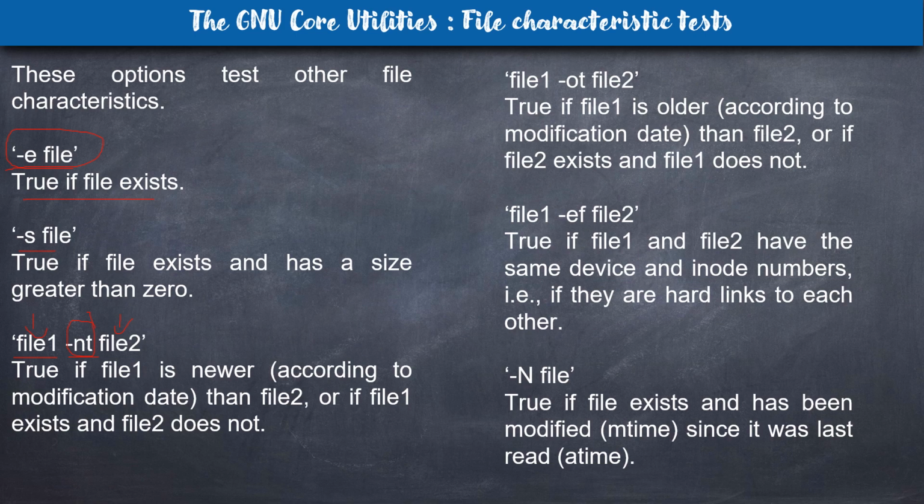Hyphen ot is true if older than. Hyphen ef is true if they have the same device and inode number, that is, if they are hard links to each other. Hyphen N is true if the file exists and has been modified since it was last read. Okay, so these are some options here.